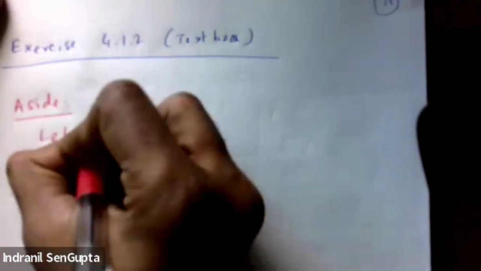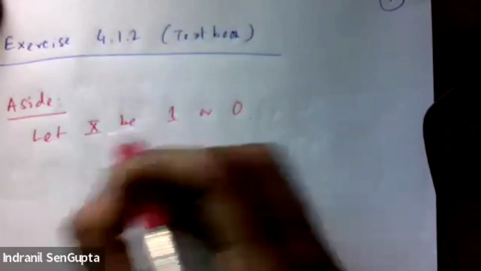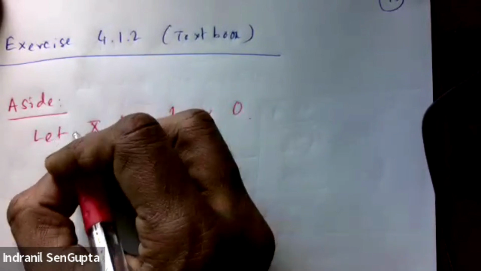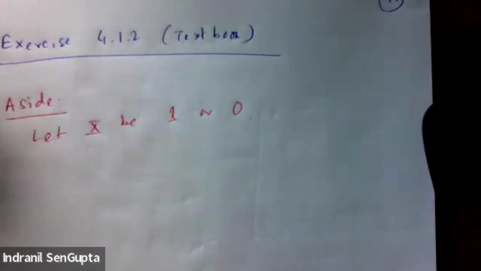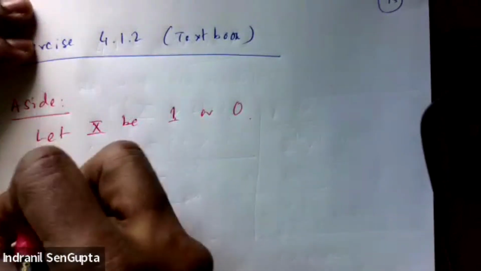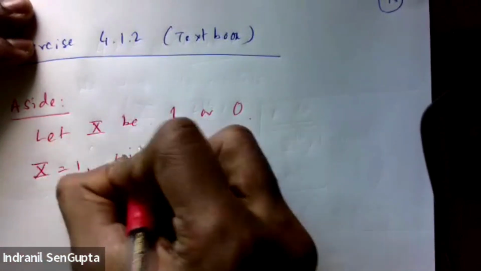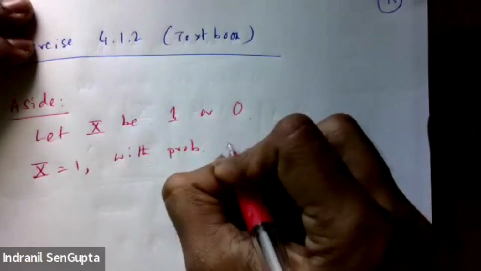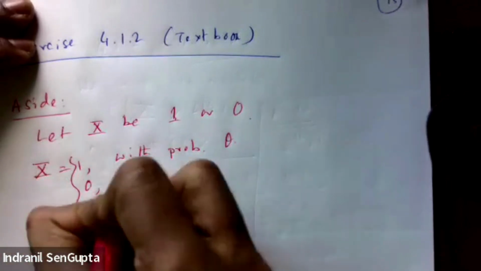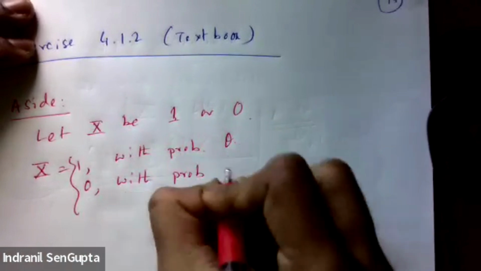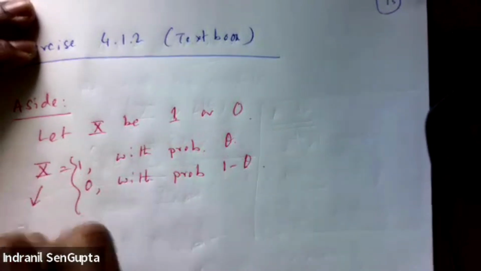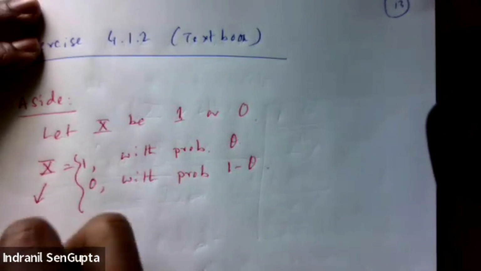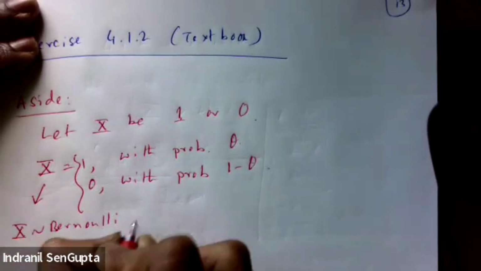So let X be 1 or 0. Okay. So basically X follows the Bernoulli distribution. So the probability of success is theta. The probability of failure is, remember, so X equals 1 with probability, say, theta, and 0 with probability 1 minus theta. So in this case, we call X the Bernoulli distribution, theta.